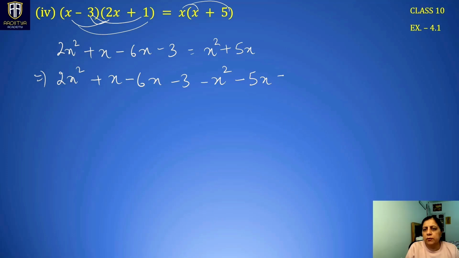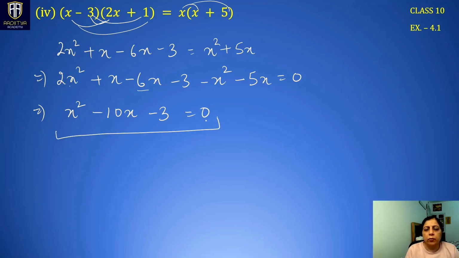This becomes minus 5x. So this is 2x square and minus 1x square is x square. Then regarding x, we have minus 6x minus 5x is minus 11x and plus 1x is minus 10x. Then we have only minus 3 as a constant. So now you can see this is the standard and simplified form of this equation. So degree here is 2. Therefore, this is a quadratic equation.